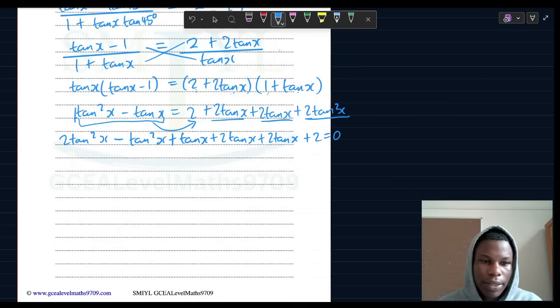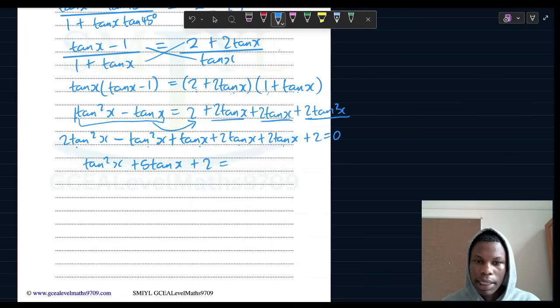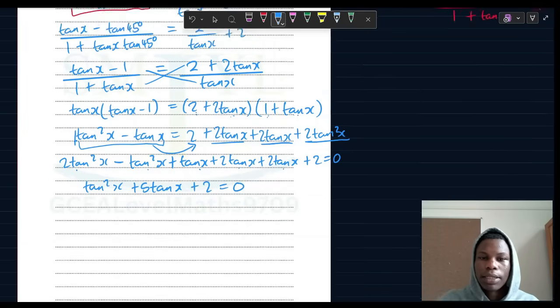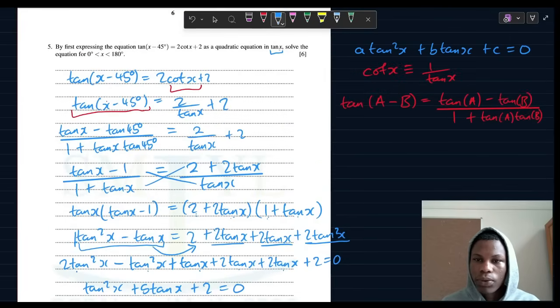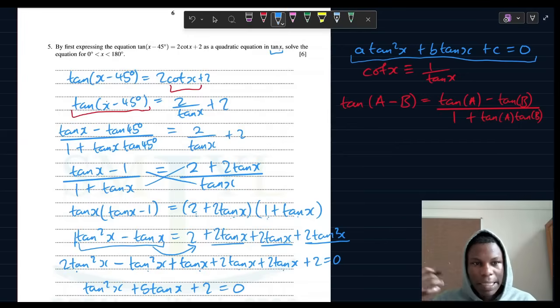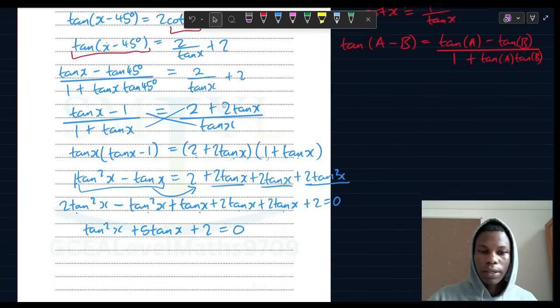Okay. So simplifying 2 tan squared x minus tan squared x, that's just tan squared x. Tan x plus 2 tan x plus 2 tan x, that's 5 tan x. Plus 2, and that's equal to 0. And so now, I hope you can see that we've got a quadratic in tan x, which was the first step in solving this problem. Once you have that, you can solve your quadratic, and then you should get solutions in terms of tan x, and then we can solve those for x.